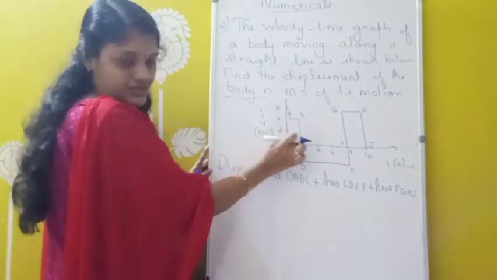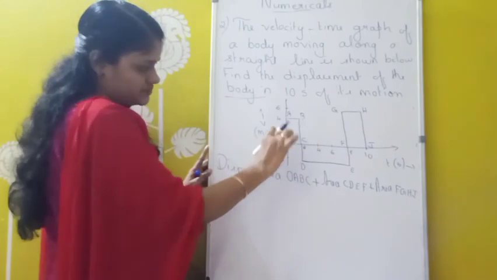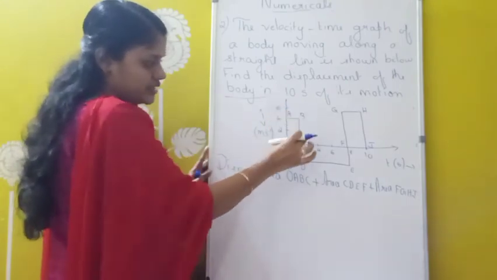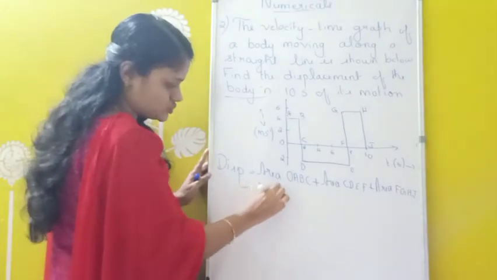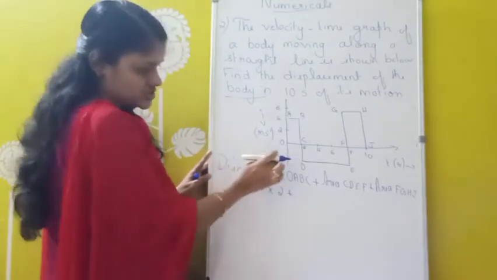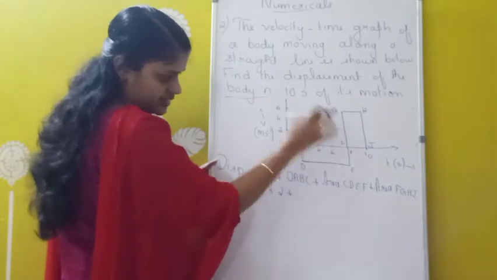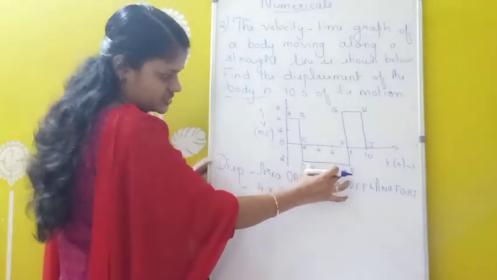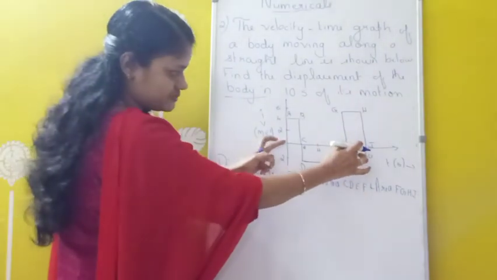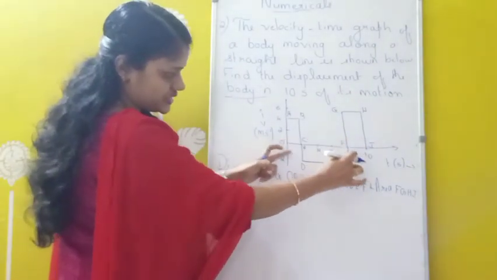That is equivalent to area OABC. This is a rectangle, so you can write length into breadth. Length is 4 into breadth 2. So we can write 4 into 2 plus, here CDEF. Here the length and breadth: length is DE, that means this much is 8. 8 minus 2. So how much is 8 minus 2?